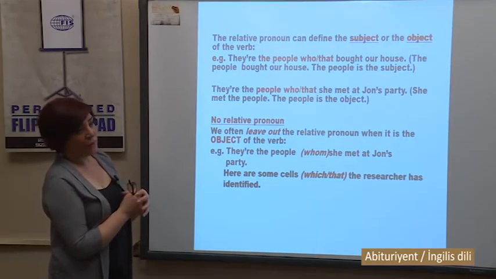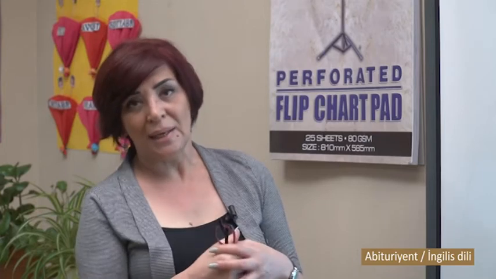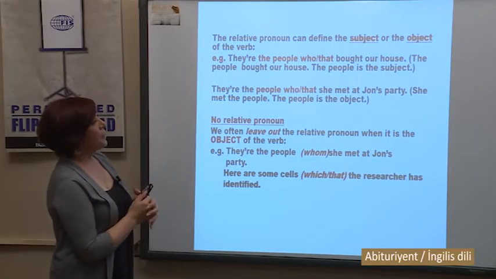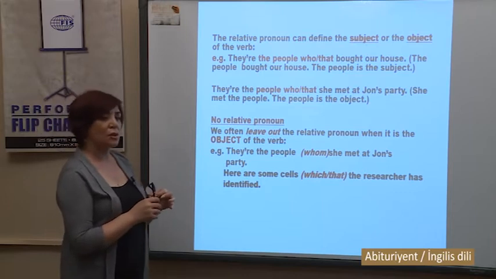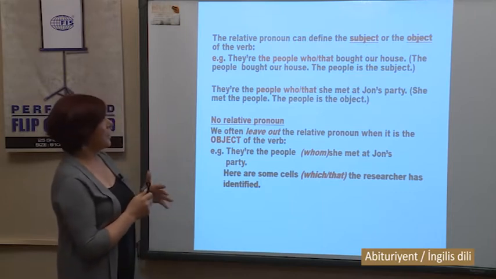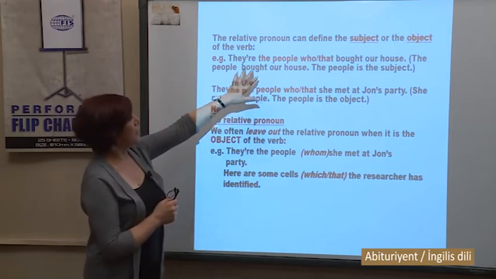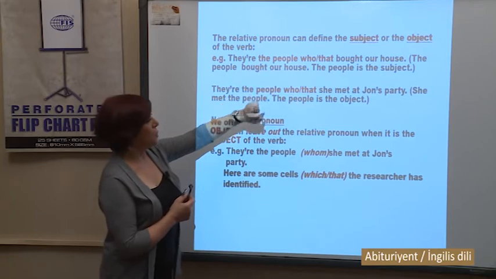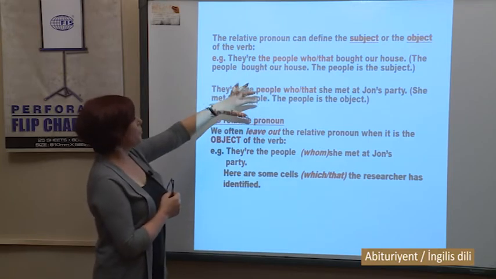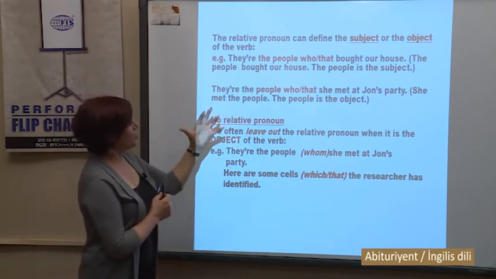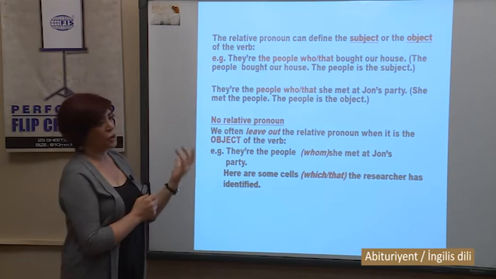And one more thing that I want you to remember is omitting conjunctions in relative clauses. The relative pronoun can define the subject or object. For example, they are the people who or that bought our house. Here, the people is the subject. The people bought our house. And they are the people who she met at John's party. Here, the people is the object.